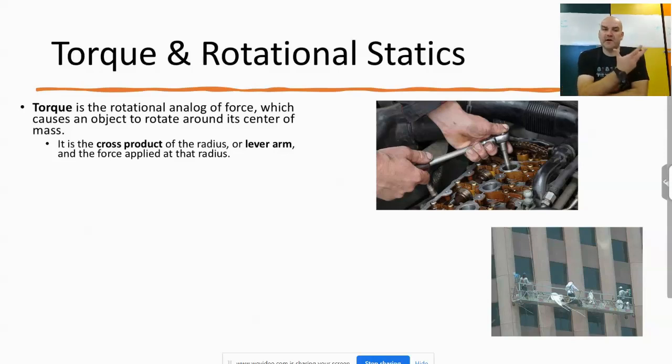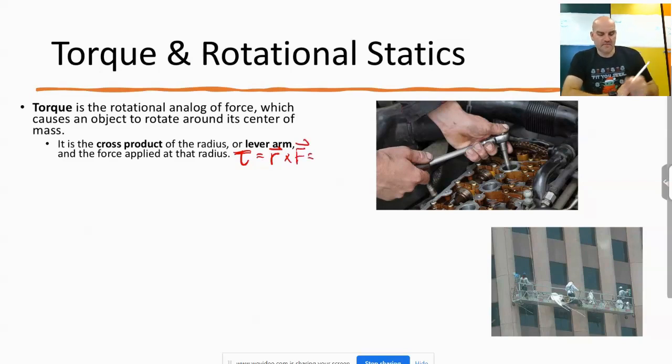And this is where we bring in the cross product. A cross product is a way to multiply two vectors, and you actually get a vector in return. Simply, torque is the cross product of the radius, or the lever arm, and the force applied to that radius or lever arm. So torque is given the symbol tau, and it's r cross F.